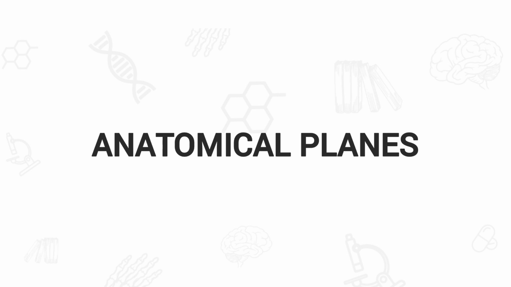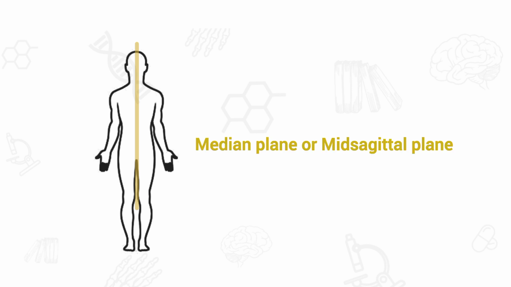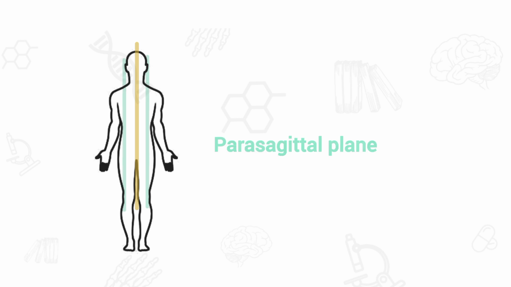Okay, anatomical planes now. Imagine we cut the body into slices with glass sheets. First slice, we call it the sagittal plane, which divides the body into left and right. If it's exactly in the middle, we call it the median plane or mid-sagittal plane. And when it's off to the sides, we call it the parasagittal plane.